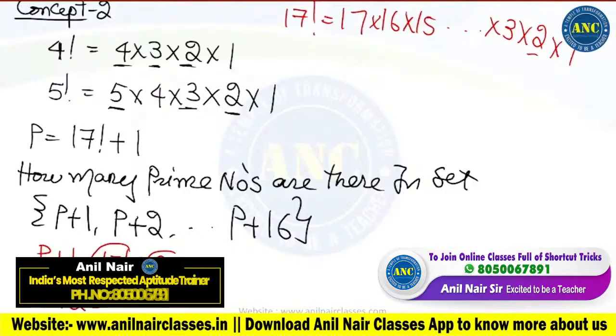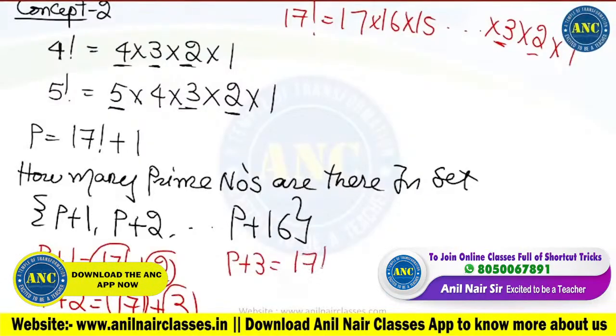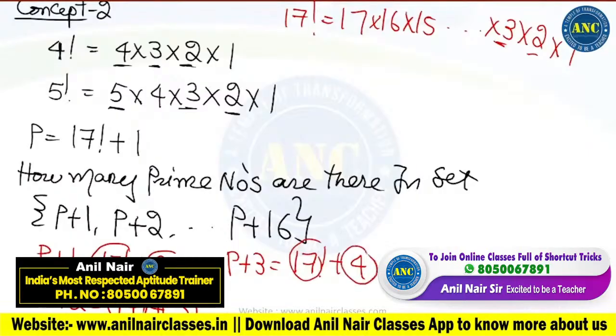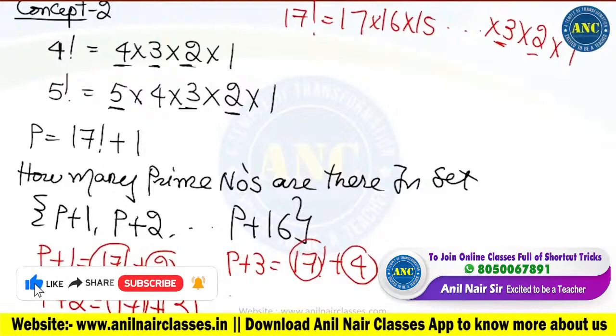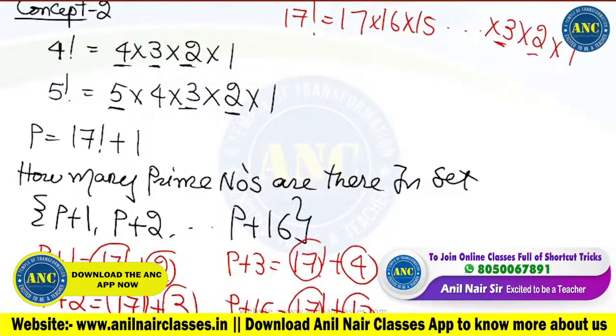P plus 2, which is 17 factorial plus 3, is divisible by 3, because 17 factorial contains 3. P plus 3 is 17 factorial plus 1 plus 3, which is 4. This is an even number. Any even number other than 2 cannot be a prime number. P plus 16 is 17 factorial plus 17, divisible by 17. The answer should be divisible by 17.